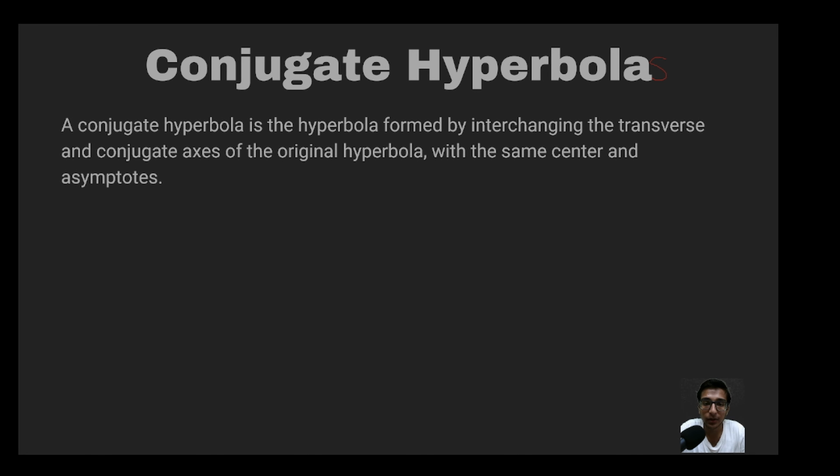So let's look at what the definition says. A conjugate hyperbola is the hyperbola formed by interchanging the transverse and conjugate axis of the original hyperbola with the same center and asymptotes. Now, I hope you have understood what the same center means, and asymptotes might be a new term for you. I'll just give you a brief of what asymptotes are. Asymptotes are lines which seem like they are going to touch both the curves of the hyperbola, but they do not. Of course, there are two asymptotes in every hyperbola. We will be looking into the details of asymptotes when we are studying rectangular hyperbola.